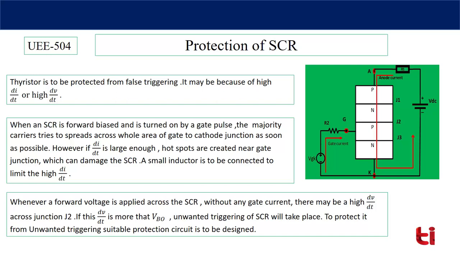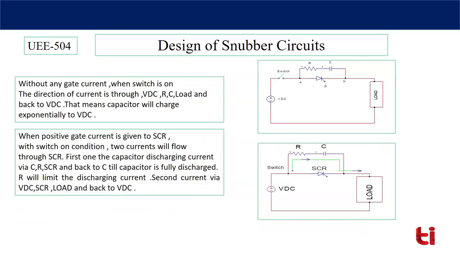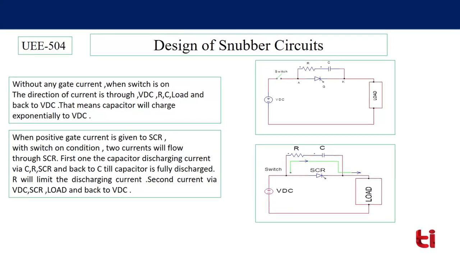When a DC voltage is applied across the SCR, though gate current is not present, the thyristor may be turned on because of dV/dt developed across the junction J2. So the thyristor is to be protected from this dV/dt. So let's see how we can protect our SCR from these two abnormal conditions. Design of snubber circuit. This circuit is generally used to protect it from high dV/dt. And to protect from high dI/dt, a small inductor is connected in series with the SCR.